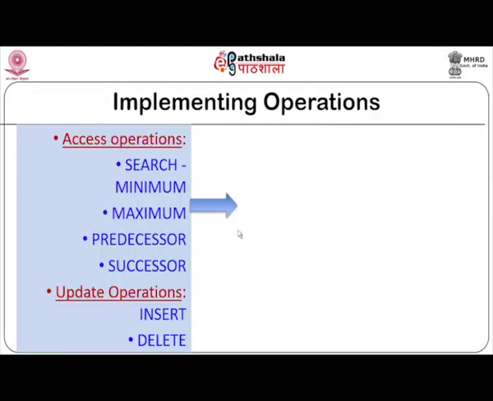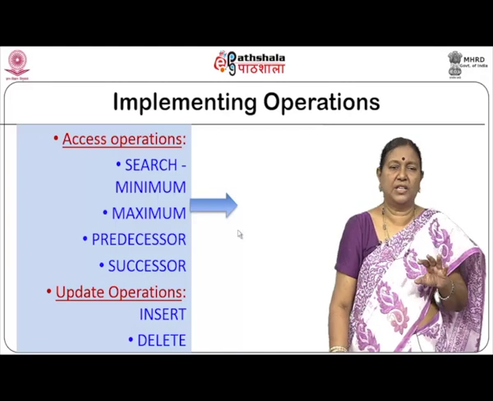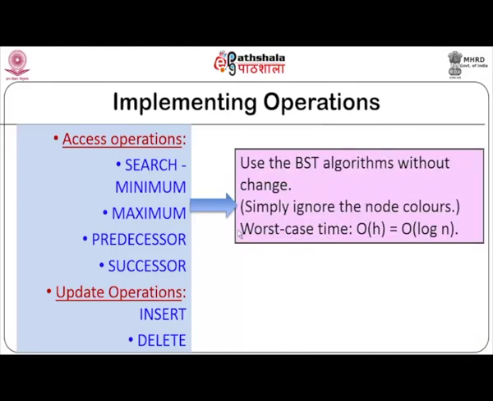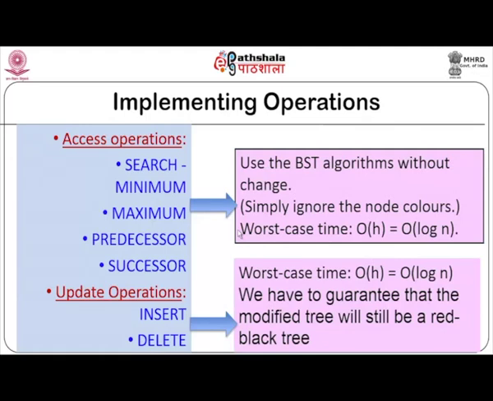Now, when we are implementing the operations, we have access operations and update operations. Use the BST algorithms without any change for all those operations. Simply ignore the node colors. The worst case will be of the order of log n. So, that is what we do. And for insert and delete, the worst case height is of the order of log n. We have to guarantee that the modified tree will still be a red black tree. So, these properties have to be maintained in an update operation. For other operations where you do not do any insertion or deletion, nothing changes.